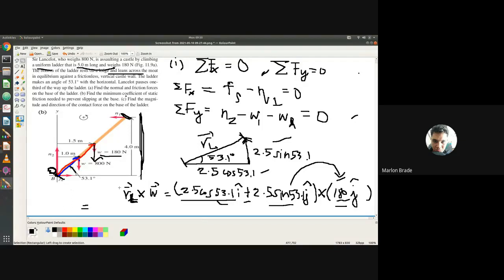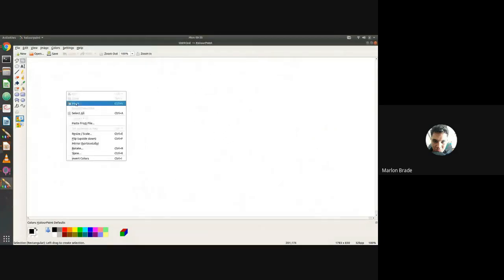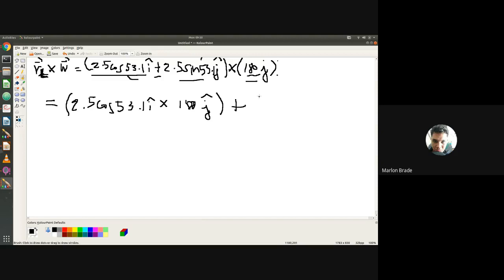I-rewrite na ko ha, ug tarong. So, ma-rewrite na ko na siya as 2.5 cosine 53.1 i hat cross 180 j hat. So plus 2.5 sine 53.1 times 180.